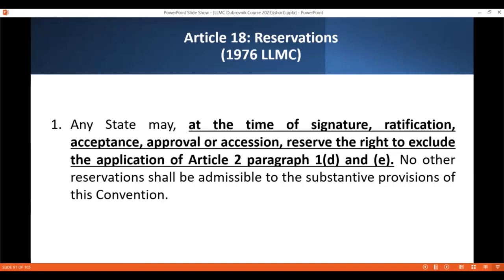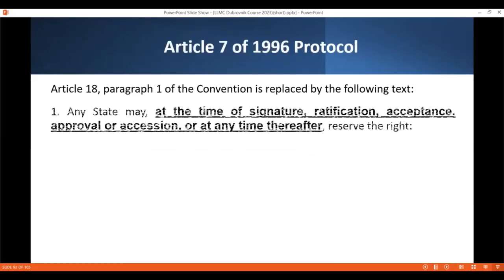So what happened was, lawyers are always clever, they said, okay, simple. Denounce the convention, then accede to it again, make the reservation. And it was effective, but it was a mess. So the Secretary General of the United Nations said, listen, this is ridiculous. Legally right, but ridiculous. So they started a practice of accepting late reservations. And they would circulate them, and if there was no objection, they would accept them. But to avoid this hassle, the new approach is at the time of signature, ratification, acceptance, approval, or accession, or at any time thereafter. And that solved the problem.